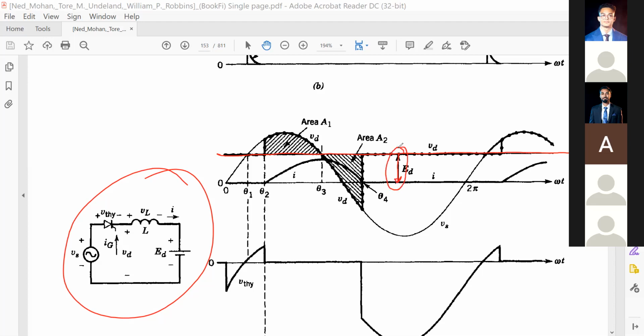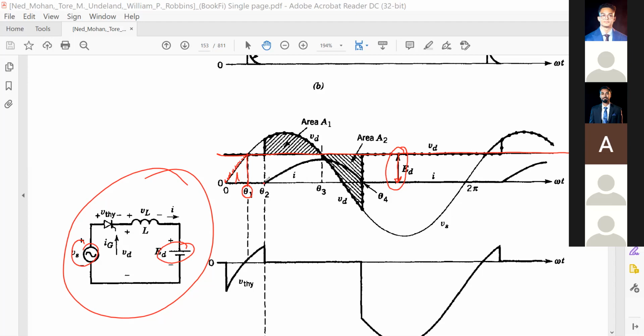Okay, so we want to apply the gate pulse. This VS is less than your ED until theta 1. Now, if anyone wants to apply any gate pulse here, will this thyristor conduct? No, sir, it's not forward biased yet. Yes, right. Forward bias starts after omega t is equal to theta 1, so you can apply after that. So they have applied at theta 2.